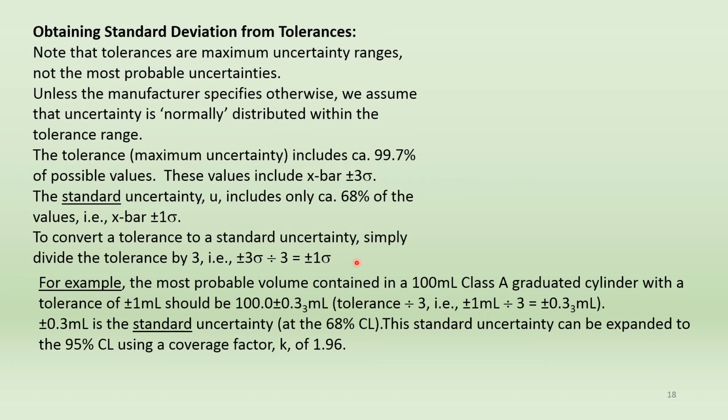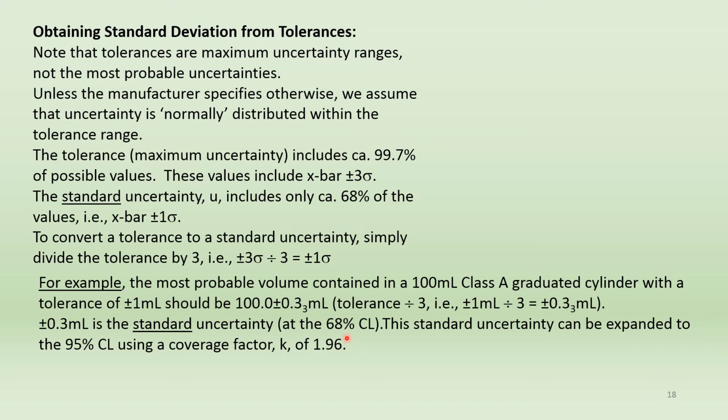Let's try a problem. The most probable volume contained in a 100 ml Class A graduated cylinder with a tolerance of plus or minus 1 ml from the tables should then be 100.0 plus or minus 0.3 mL, because the tolerance divided by 3 is 1 mL divided by 3, or 0.33. Now I'm carrying an extra digit here just because I want to expand it later, but I would actually report the standard uncertainty as just being plus or minus 0.3 mL at the 68% confidence level.